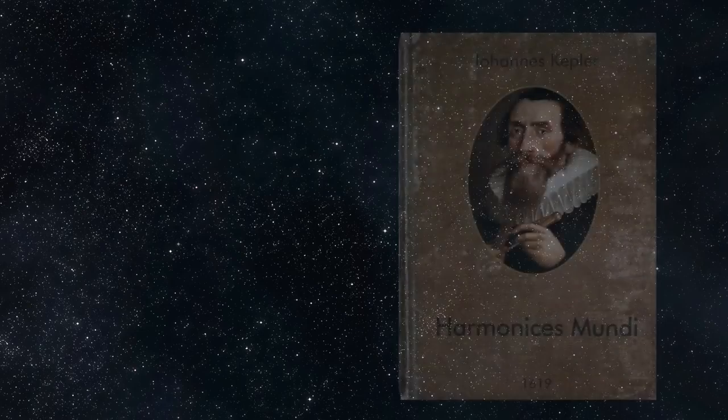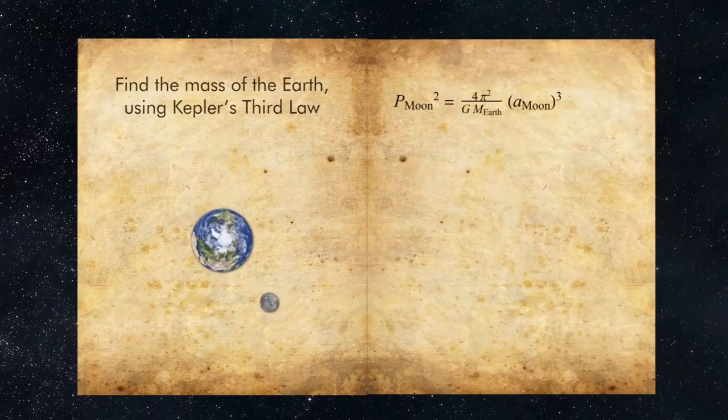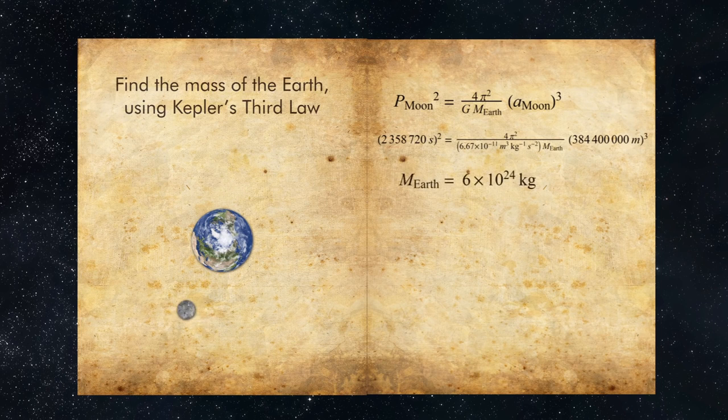You can find the mass of the Earth, for example, by rewriting the equation using the distance and orbital period of the Moon. The Moon's orbital period, p-moon, is 27.3 days, or 2,358,720 seconds, and the semi-major axis of the Moon's orbit, a-moon, is 384,400,000 meters. G, as usual, is 6.67 times 10 to the negative 11th meters cubed per kilogram per second squared. Solving the equation using these parameters yields an estimate for the mass of the Earth of 6 times 10 to the 24th kilograms. Any planet with a moon can easily be weighed this way, and it's all thanks to Kepler's third law.